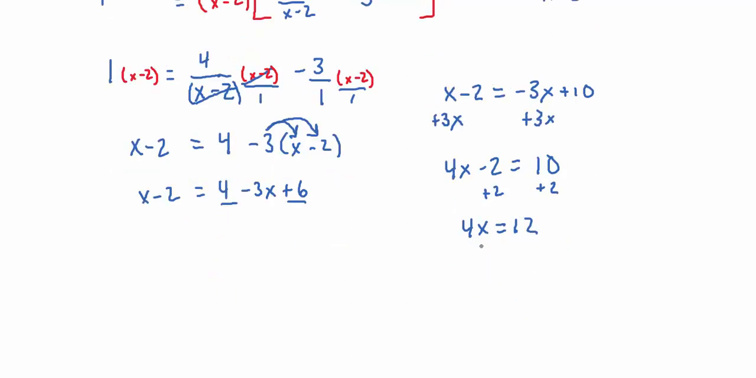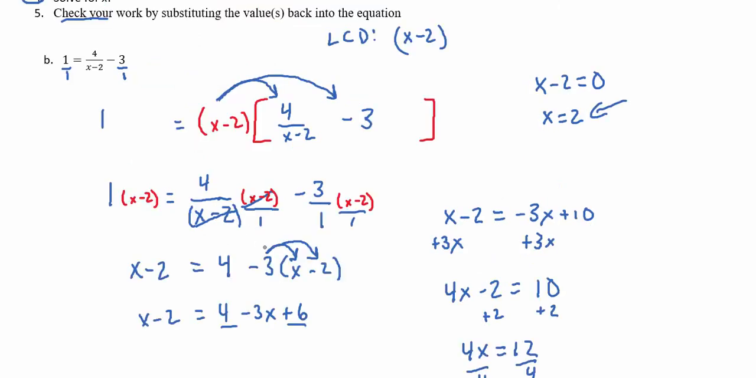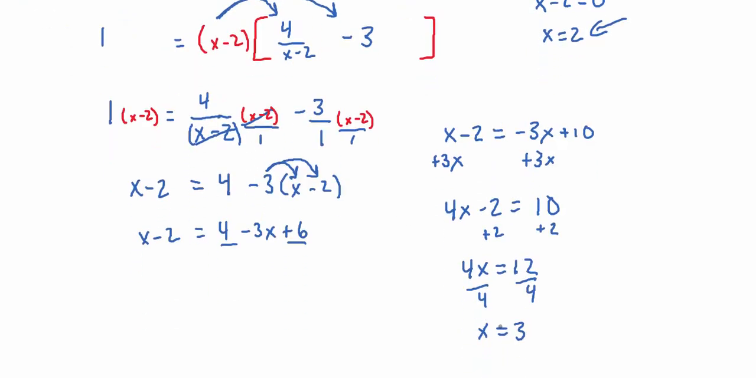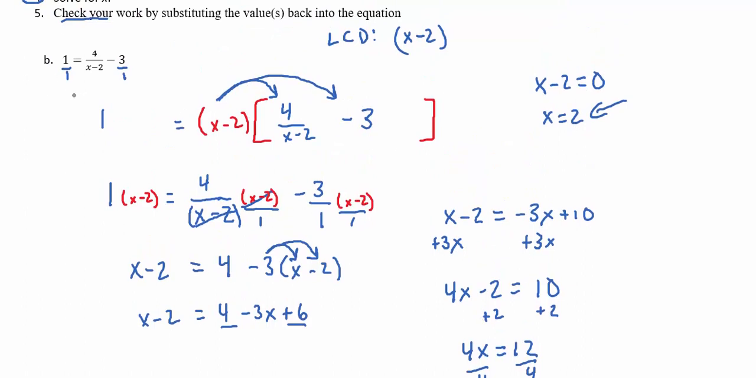The 4 is being multiplied, so I would divide both sides by 4. 4 divided by 4 is 1, so you have 1 times x, or just x on the left-hand side. 12 divided by 4 is 3. So this process has led me to the result of x equals 3. And if I didn't make a mistake, since the result I got isn't the number 2, it should check.